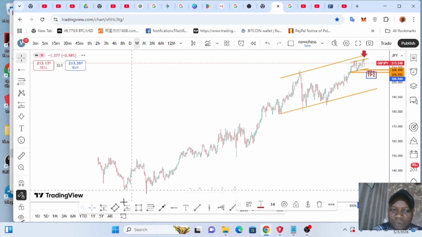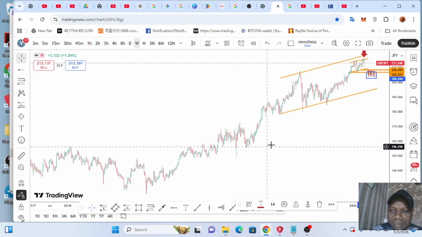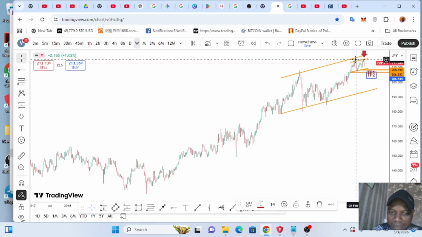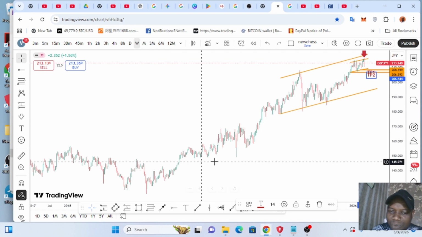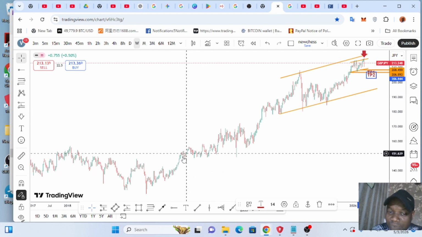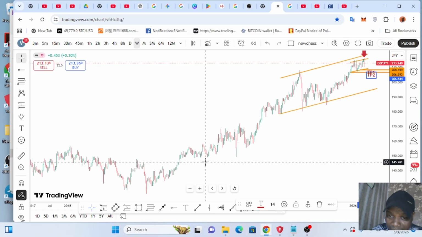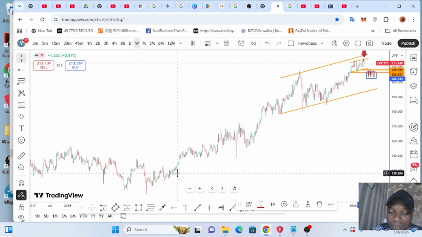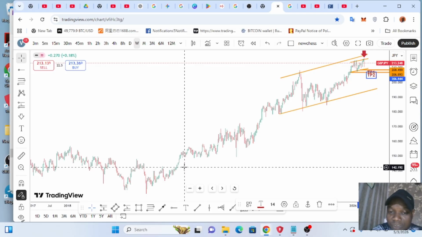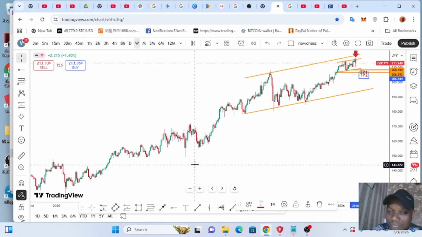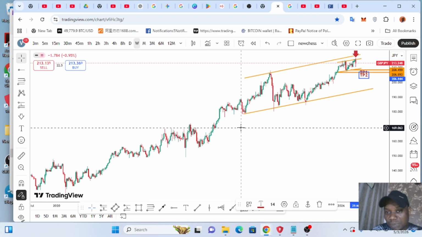If you observe it from here up to this moment, the market has been moving upward because the fundamentals show that, as we speak, the Great Britain pound has more strength compared to the Japanese yen. So that doesn't mean that there will not be any retracement.